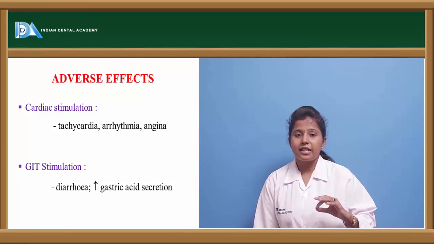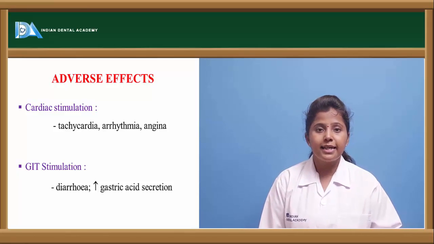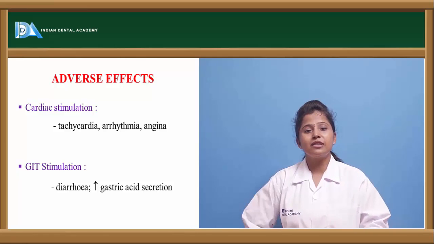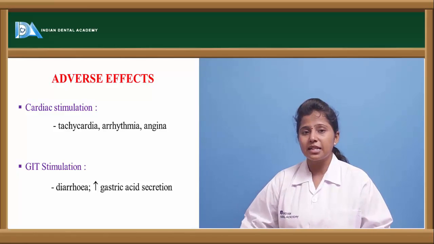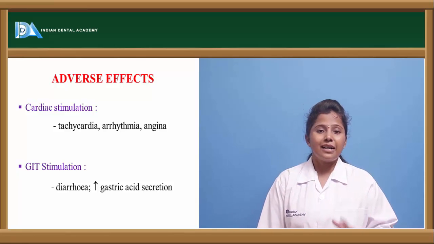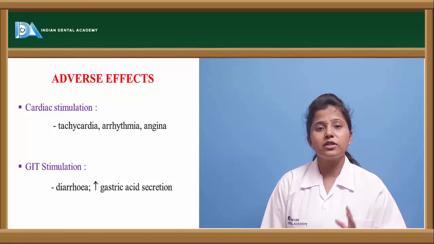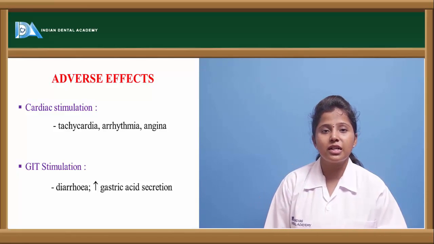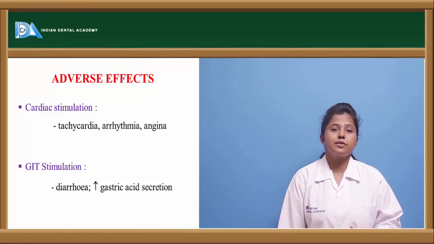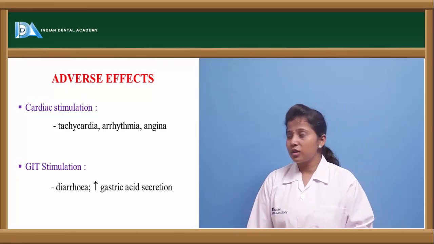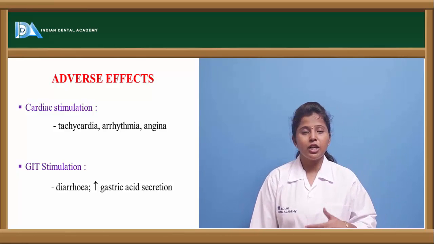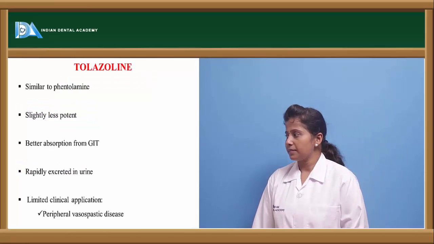Tachycardia is a condition where there is abnormal heart rate, and arrhythmia is a condition where there are disturbances in the rhythm of the heart. Angina is chest pain caused because of decreased oxygen supply to the heart. And in the GIT, excessive stimulation leads to diarrhea, and increased gastric acid secretion leading to ulcers in the stomach.